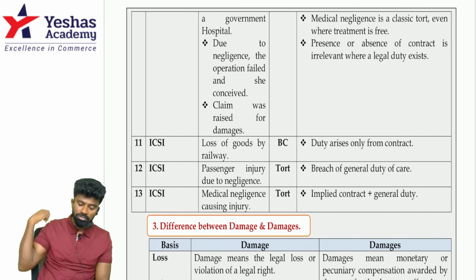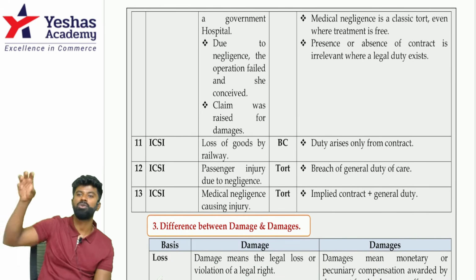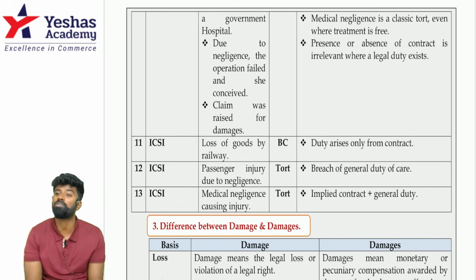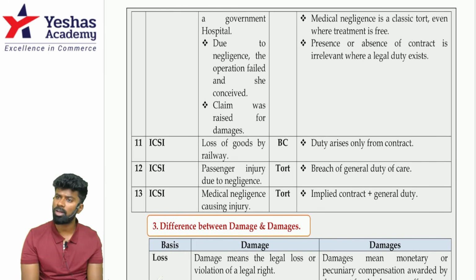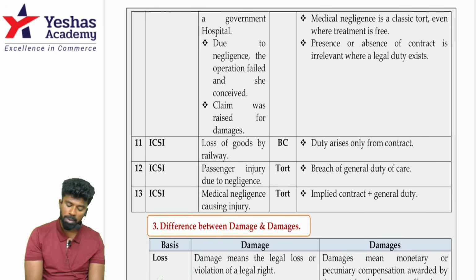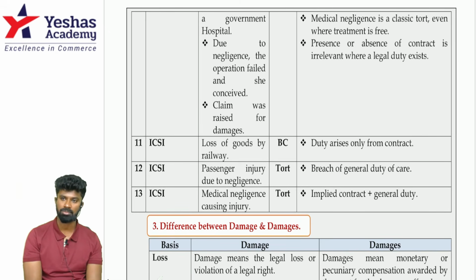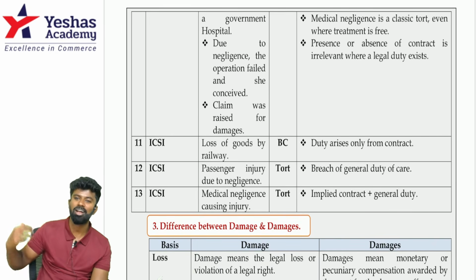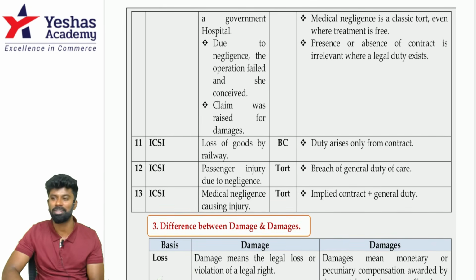Next one. Loss of goods by railway. You have entrusted goods to the railway, but the railway misplaced your goods. Is it a tort or breach of contract? Breach of contract, because that obligation of the railway is arising out of contract. Then comes ICSI: passenger injury due to negligence. These examples are there in the ICSI material. What happened?